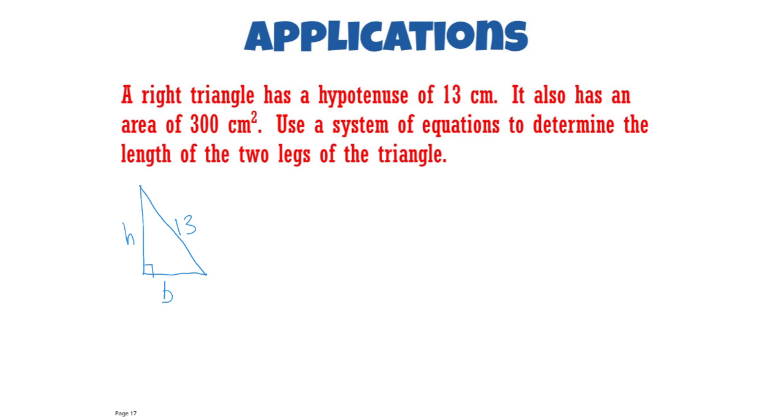Well, first of all, I've got a right triangle. So I know the Pythagorean theorem should work. H squared plus B squared should equal 13 squared. So there's one of my equations with the two variables. And then the other one is the reason they gave me the area. Remember that area is equal to base times height. So I know the area is 300, and that's going to equal base times height. Oh, sorry, 1/2 base times height. I'm going to need that.